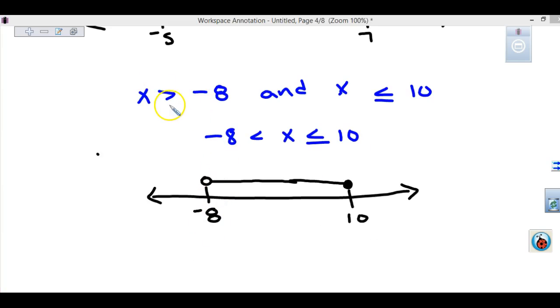Now if we change the scenario and this is no longer a greater than or equal, it's just greater than, what happens? Now the circle is an open circle because it does not include -8. That means that the solutions are all the numbers between -8 and 10, not including -8. Right? So -7, -6, -5, -4, -3, -2, -1, 0, and 1 through 10. Does it include 10? Yes, those would be the solution to the compound inequality. And we can see them here in the graph.